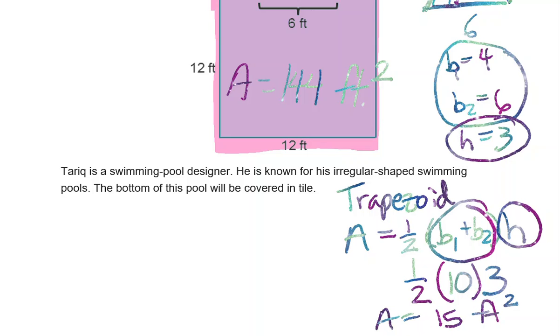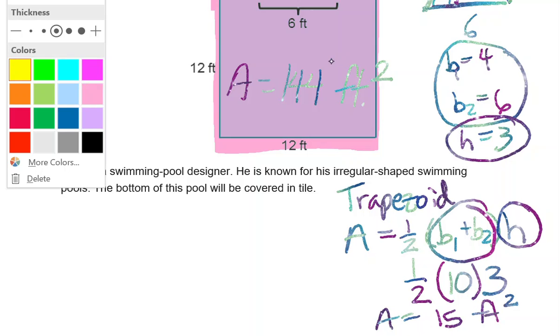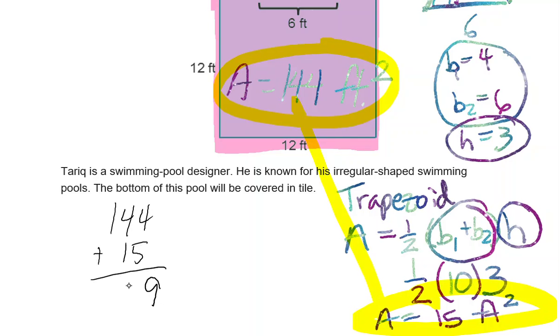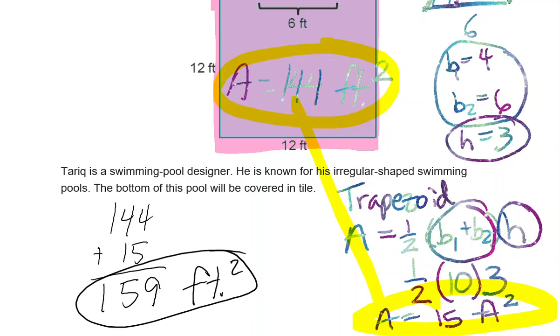So now we can find the area of the whole figure by taking the area of the two pieces that we came up with and adding them together. So 144 plus 15 gives me 159 feet squared.